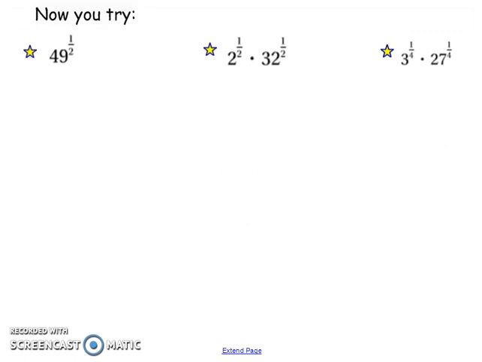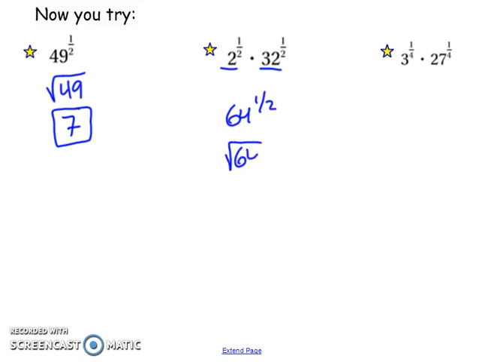Okay, so if we look at these ones, so 49 to the 1/2, and that would be the square root of 49, which is 7. 2 to the 1/2 times 32 to the 1/2. I can multiply 2 and 32, and I get 64 to the 1/2, which is the square root of 64, which is 8.